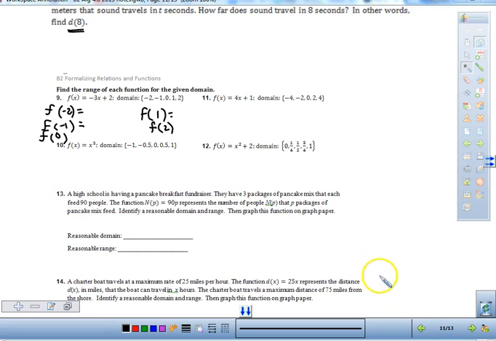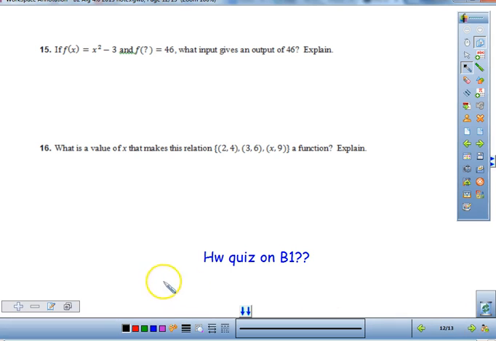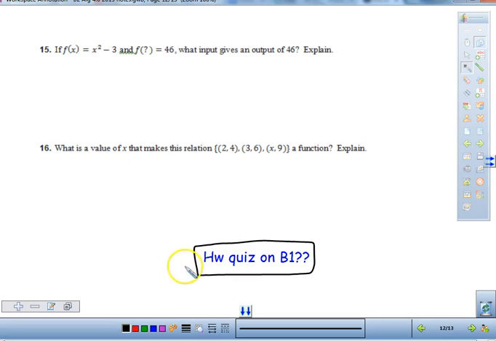So again, use your notes. I think you guys are going to do great on this. If you do have questions, we will take a look at those when you come in. I don't think we'll take this homework quiz today. We'll probably take it on Monday, so just be ready for that, looking at what we did in lesson B1. That homework quiz will be Monday, or the next day we have class. Thanks.